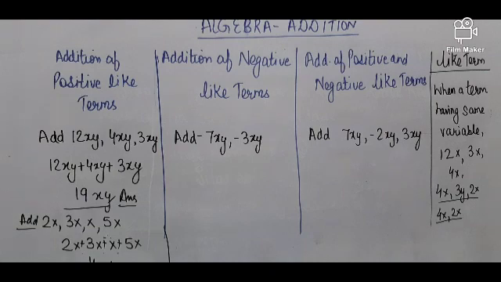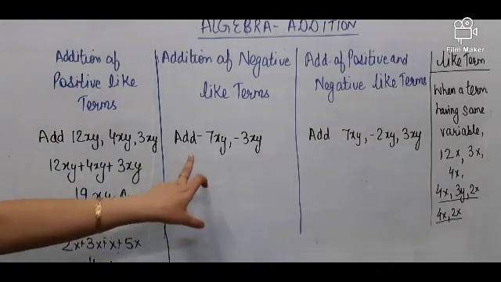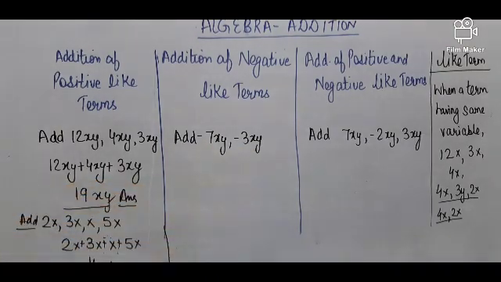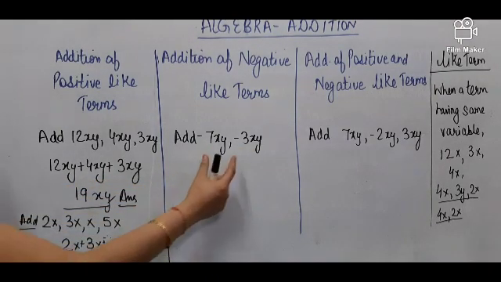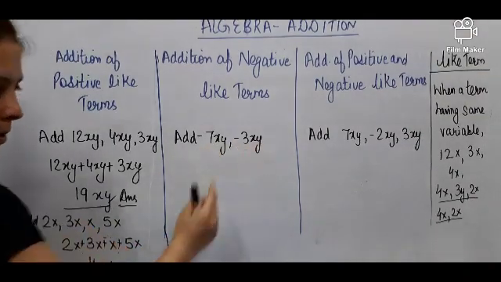Let's move to the addition of negative like terms. So what is addition of negative like terms? See, when we have like terms, it means all the terms have the same variable. Now what is negative? Negative means the term is preceded by a negative sign. So in that way, let's see how we'll add up these terms. Add minus 7xy and minus 3xy. Okay. As you can see, both are negative terms. This is minus 7xy and this is minus 3xy.